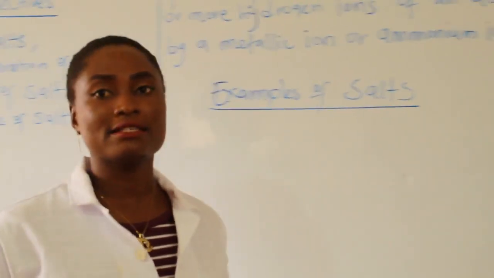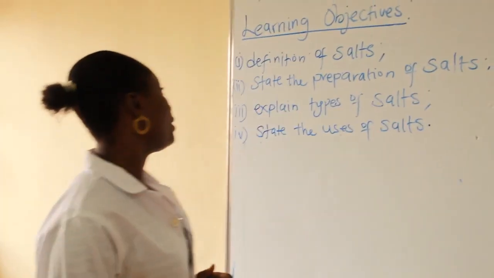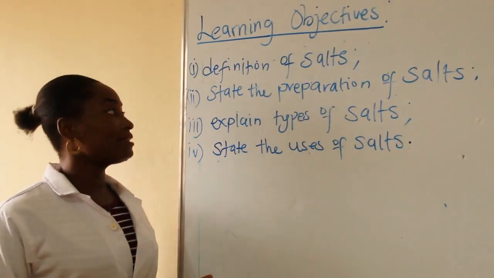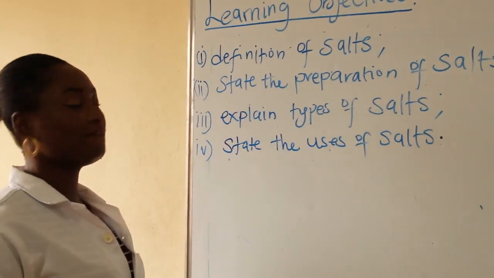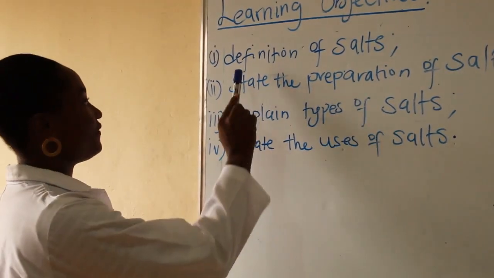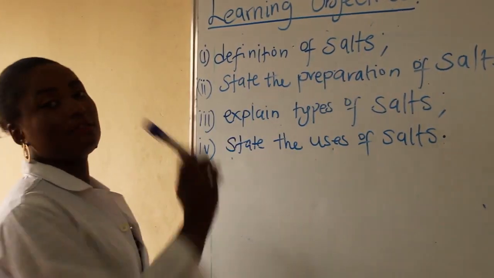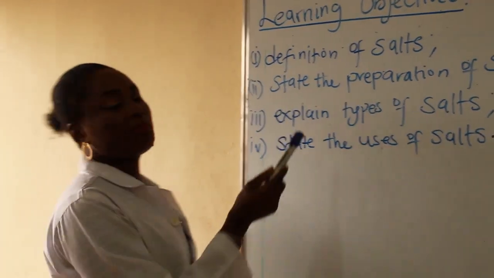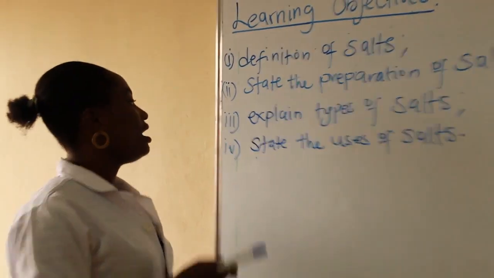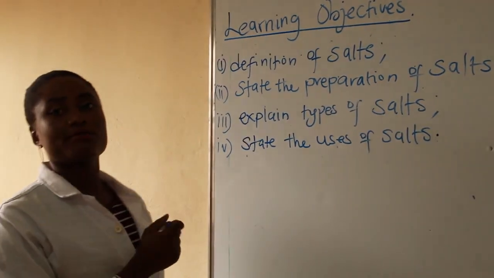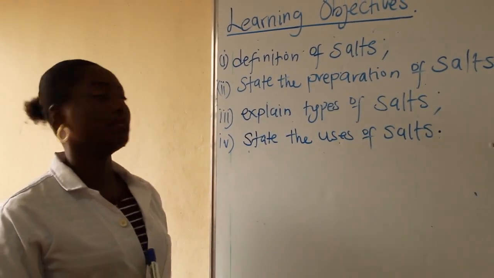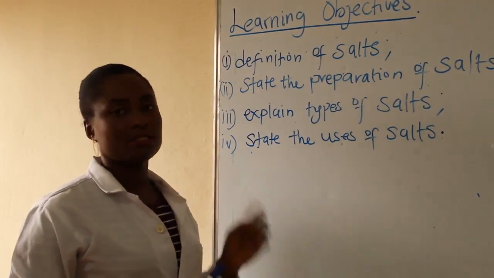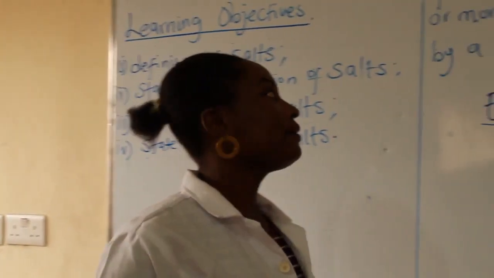So let me give you the learning objectives for today. By the end of the lesson, you should be able to define a salt, state the preparation of salts, explain types of salts, and finally state the different uses of salts. So these are our learning objectives for today.